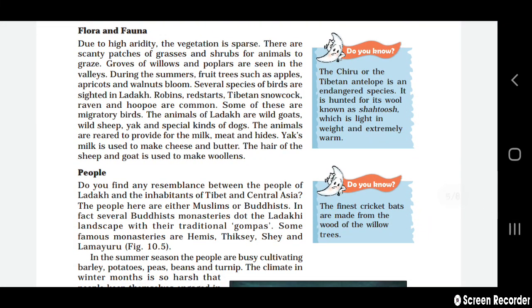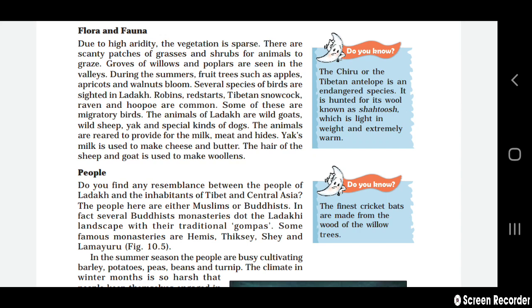Next, let us look at the food, people and animals, the flora and fauna. Due to high aridity, the vegetation is sparse, and there are scanty patches of grasses. There are not many grasses and shrubs for animals to graze. And groves of willows and poplars are seen in the valleys. In this valley, you can see willows and poplars.